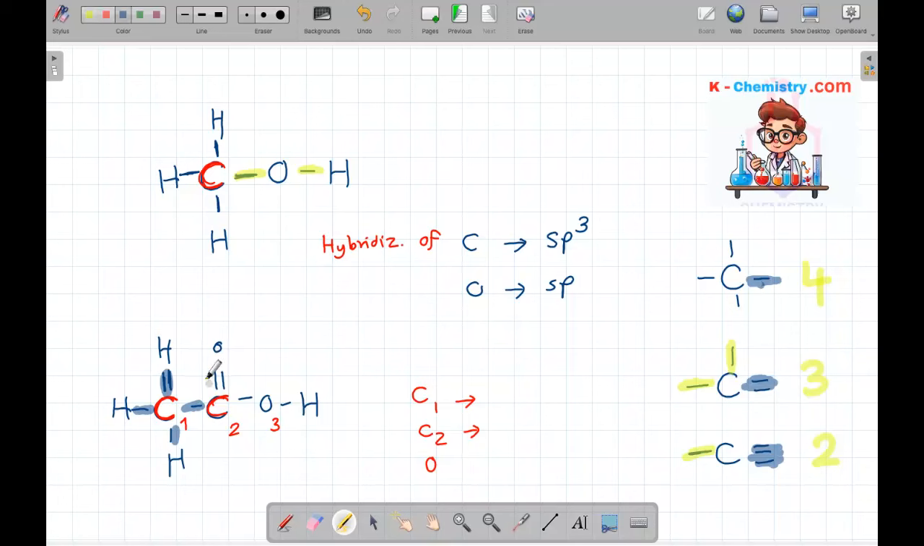What about the second carbon? 1, 2, 3. So three things. This is three carbons. We said that this has four things, so it is sp3. Here it has three things around it, so sp2. What about the oxygen? It has two things around it, so only sp hybridization.